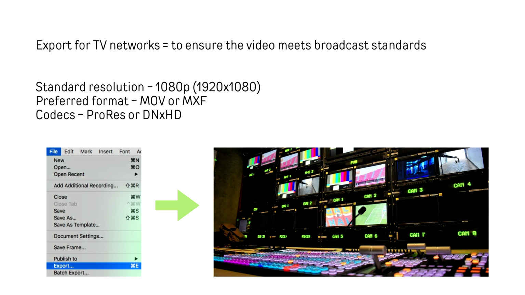For most television networks, the standard resolution is 1080p, dimensions 1920 by 1080. Although some broadcasters may still use 720p or require high resolution for premium content. The preferred format for broadcast is typically MOV or MXF, as these formats support high-quality exports without much compression.